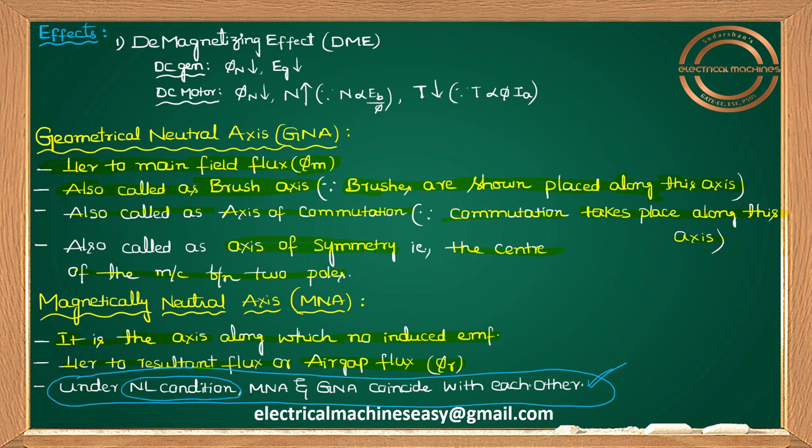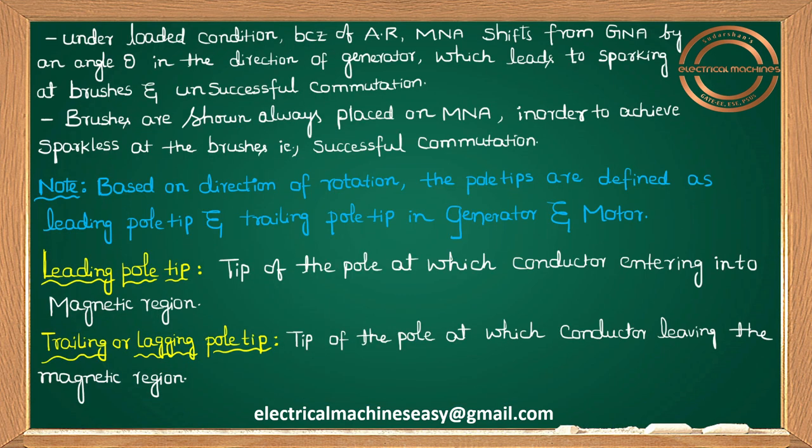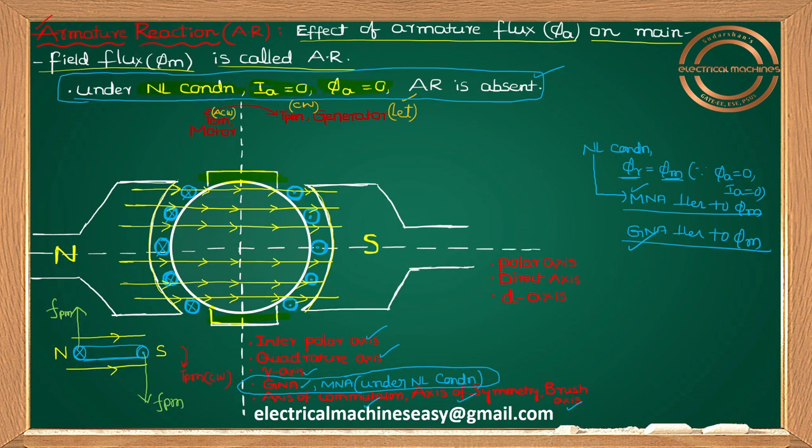But under load condition, your pi r is not equal to pi m now. So your MNA will shift from GNA by an angle of theta depending on the amount of load. So that we'll discuss anyway. As of now, let us assume that we discuss no load condition, and let me go for load condition. I already told you, under load condition, because of generator action, the direction of EMF induced in armature conductor which is under north pole is cross, which is under south pole is dot here.